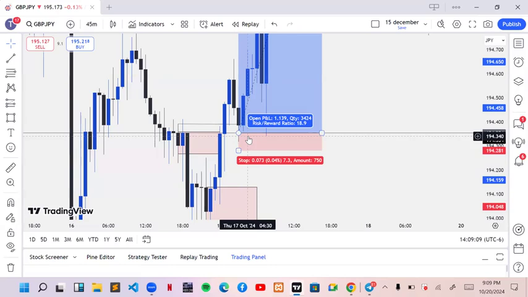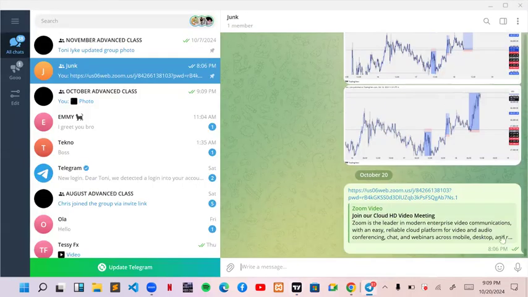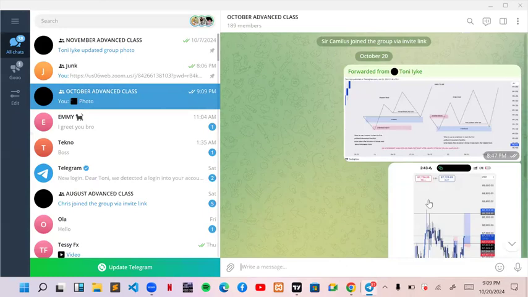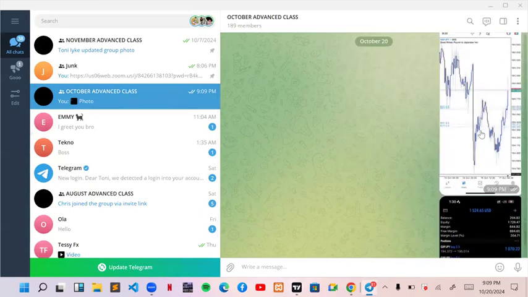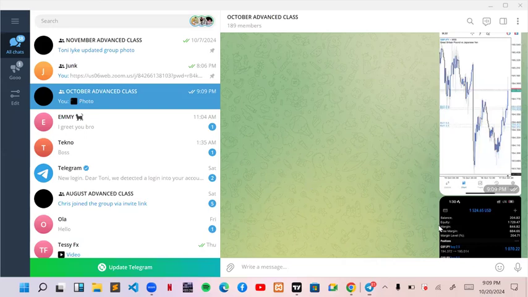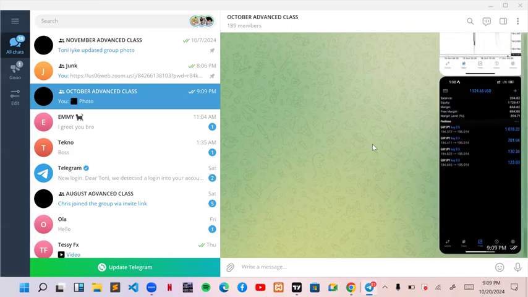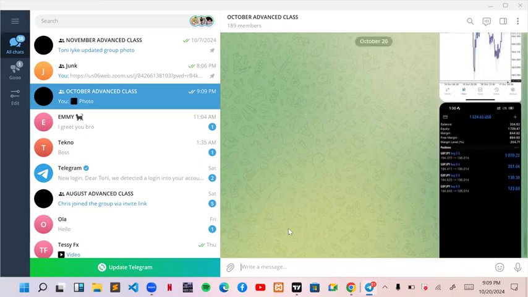What I have here is the MT5 structure of it. So this is it. I have the MT5 structure. So pay attention, this was where the entry was, this breaker block. This was the MT5 structure for this breaker block trade. That is for this particular trade, right? So that is it.